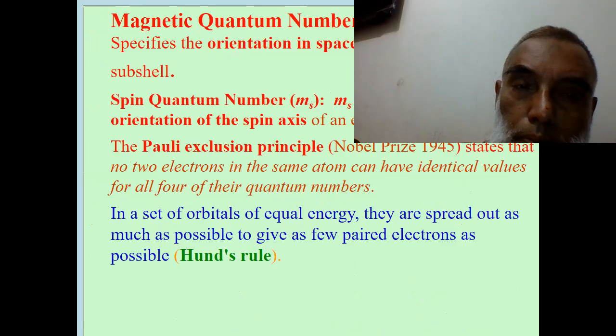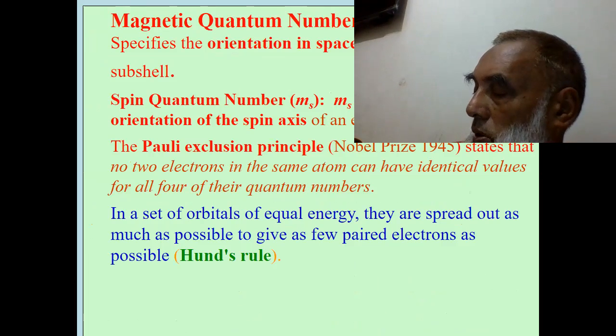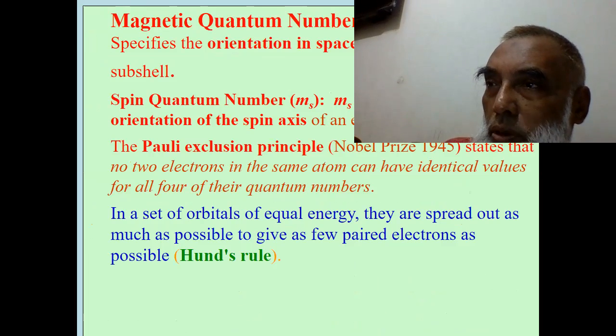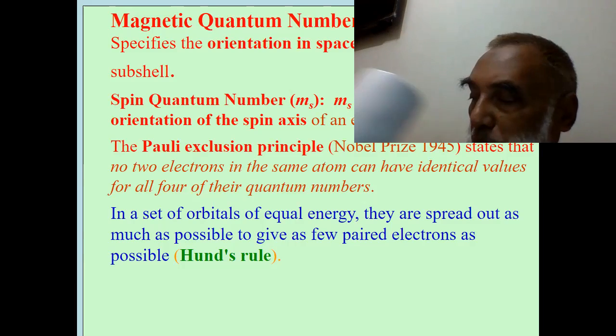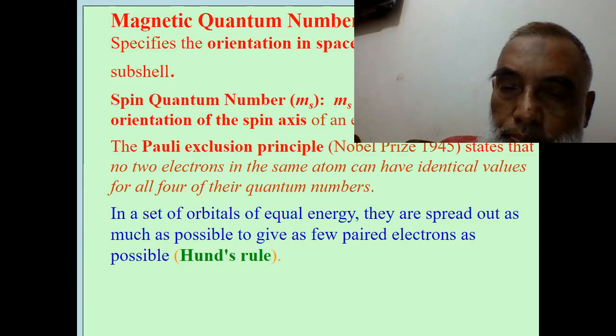The magnetic quantum number may have 2L plus 1 values, where L is the azimuthal quantum number. That is, if the azimuthal quantum number is 1, then it will have 3 values: plus 1, 0, then minus 1. So in this way, for azimuthal quantum number L, we will have values plus L, plus L minus 1, plus L minus 2 up to 0, then minus 1, minus 2, minus 3 up to minus L.